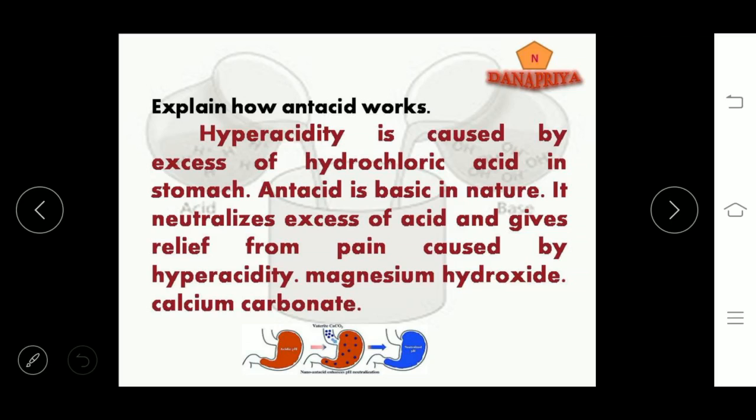Hyperacidity is due to excess of hydrochloric acid, that is HCl, in the stomach. When we add antacid such as calcium carbonate, then it becomes neutral. When we add base to acid or acid to base, the solution becomes neutral. By this, we can get relief from hyperacidity.